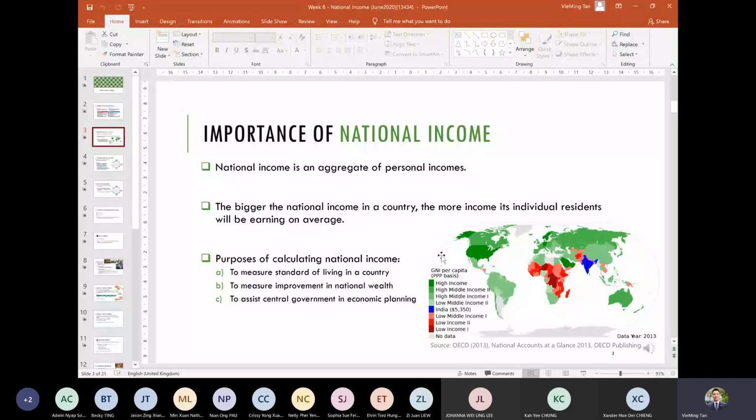If you check the world map here, the green one means those countries are rich. The blue one means average income level. The red one means the countries are poor, low income. So this is the statistics we get from the 2013 National Accounts at a Glance 2013.